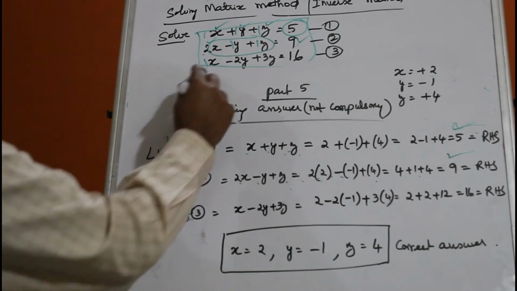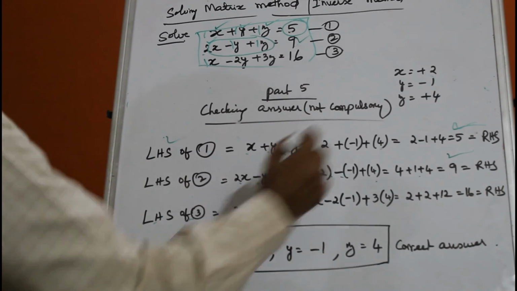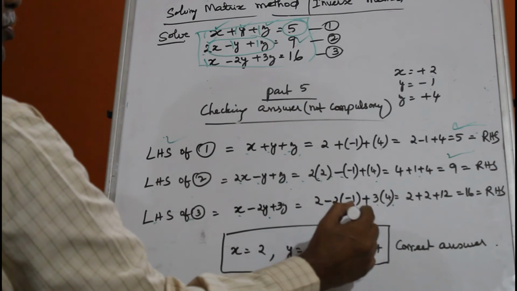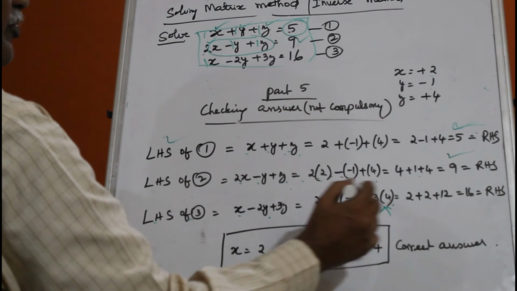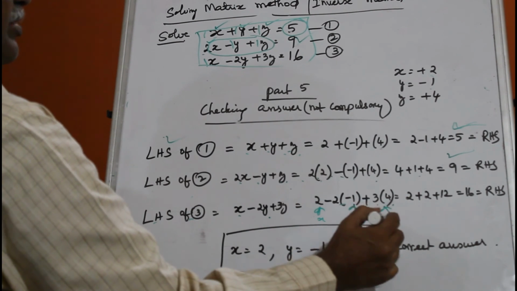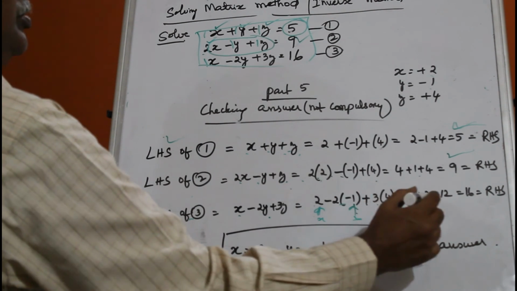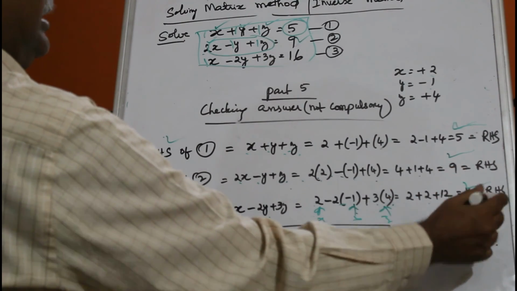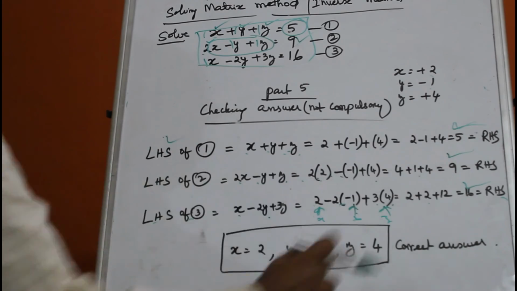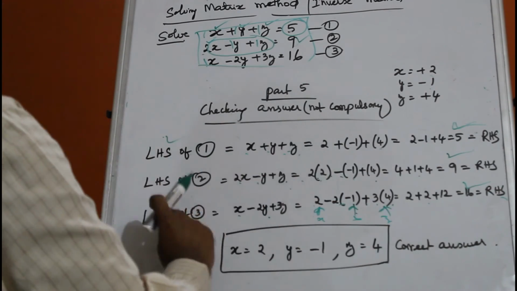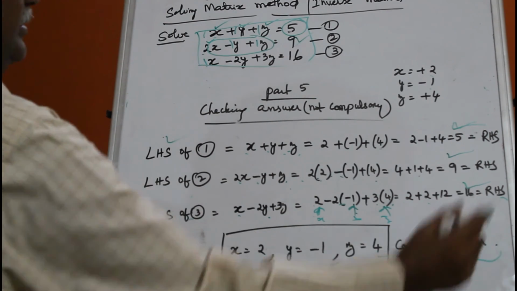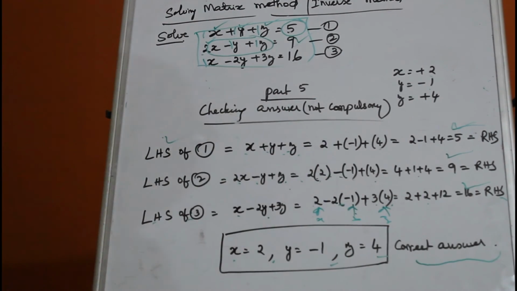Left hand side of 3, x minus 2y plus z. X you put the 2, minus 2 into y you put minus 1, plus z. Wherever x, y, z appear, you put the values. This is your x, y and z values to substitute. 2 minus 2 times minus 1 is plus 2, plus z gives 16. Right hand side is satisfied. In all 3 equations, the left hand side equals the right hand side. Therefore the values of the unknown letters are the correct answer. But this is not compulsory. If time permits, you can do it.